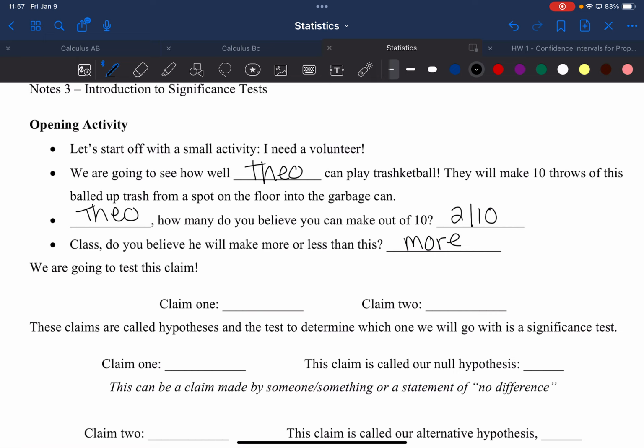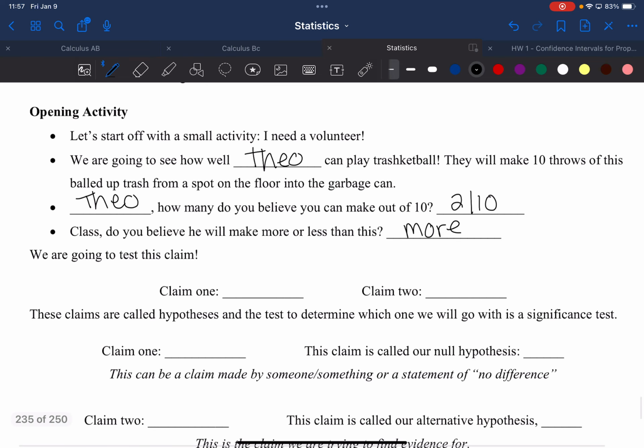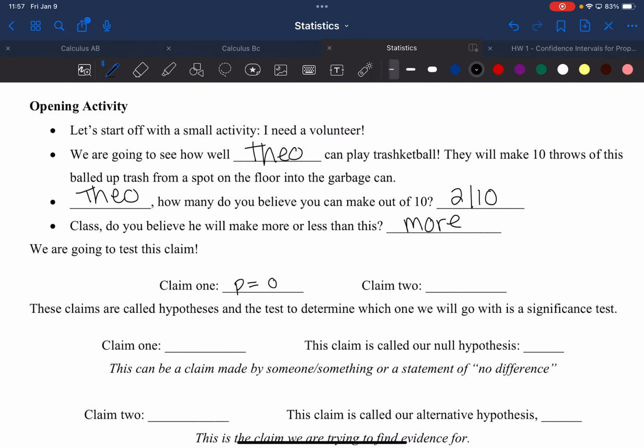So what we're going to do now is we're going to take your guys' claims. So claim 1 was Theo's claim. He claimed he could make at least 2 out of 10. So we're going to write P is equal to 0.2, for 2 out of 10 shots. You guys as a class believed he could get more than 2. So your guys' claim is P is greater than 0.2.